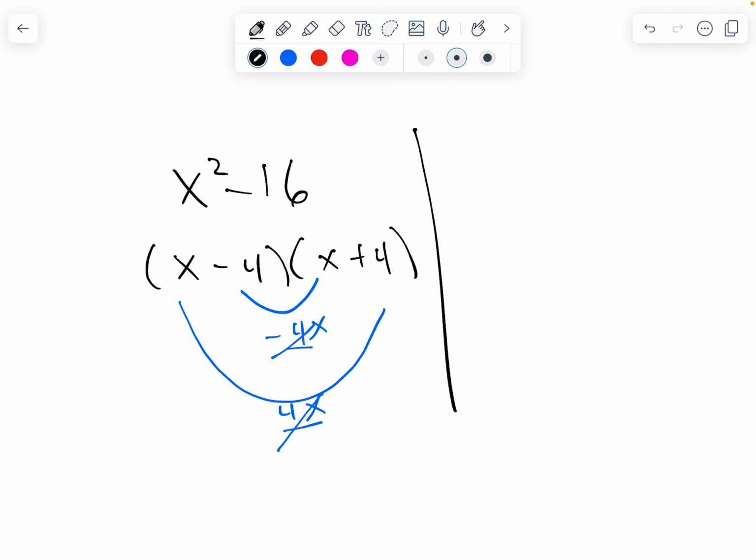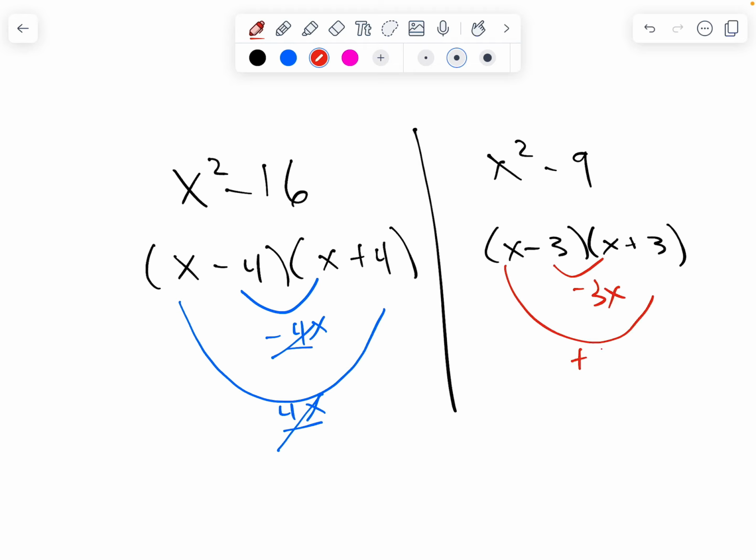Let's try this one. x squared minus 9. Give it a try. So hopefully you see the pattern. The square root of 9 is 3. So we got some pluses and minuses. And when we multiply this out, you have a negative 3x and a positive 3x, and the inner loopy and the outer loopy cancel each other out. And of course, x times x gives you the x squared. Negative 3 times positive 3 gives you the negative 9.